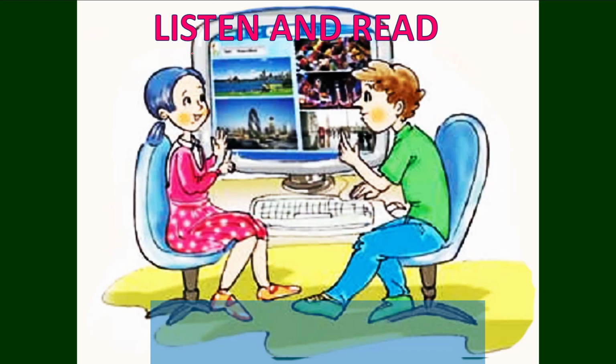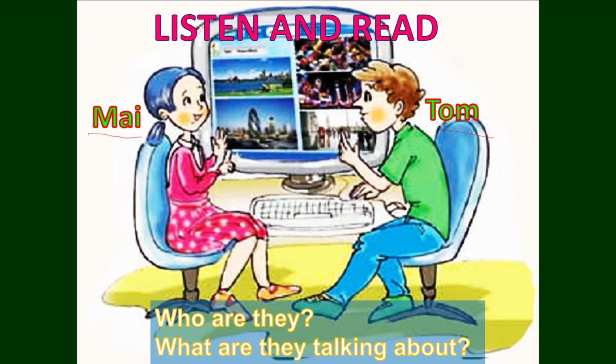Now listen and read. First of all, we have two questions here. Who are they? Who are these people or students? His name is Tom and her name is Mai. And next question, what are they talking about? As you see, they are talking about the pictures.